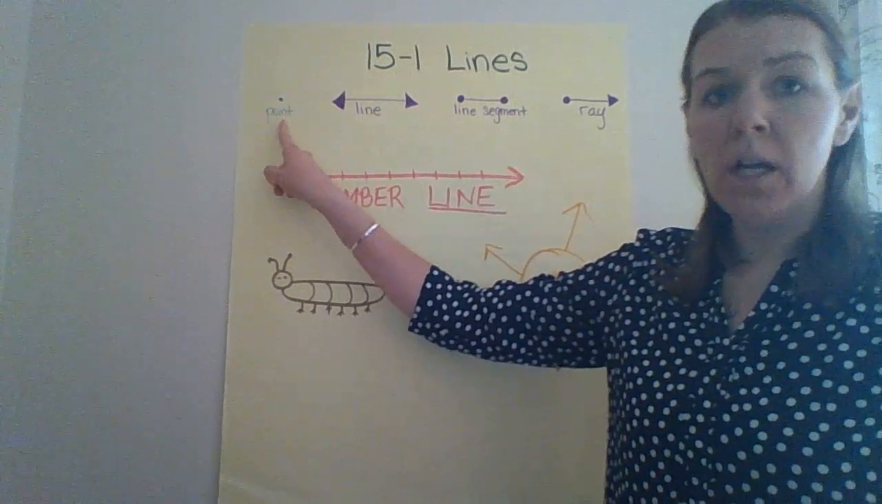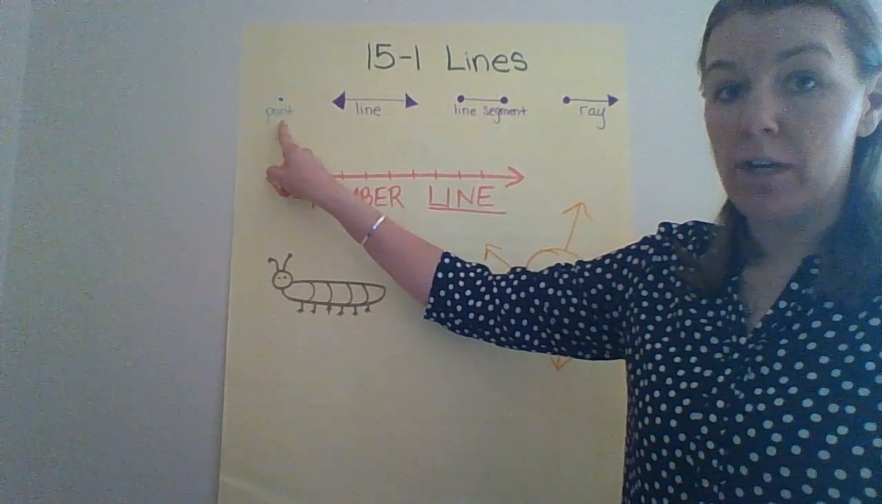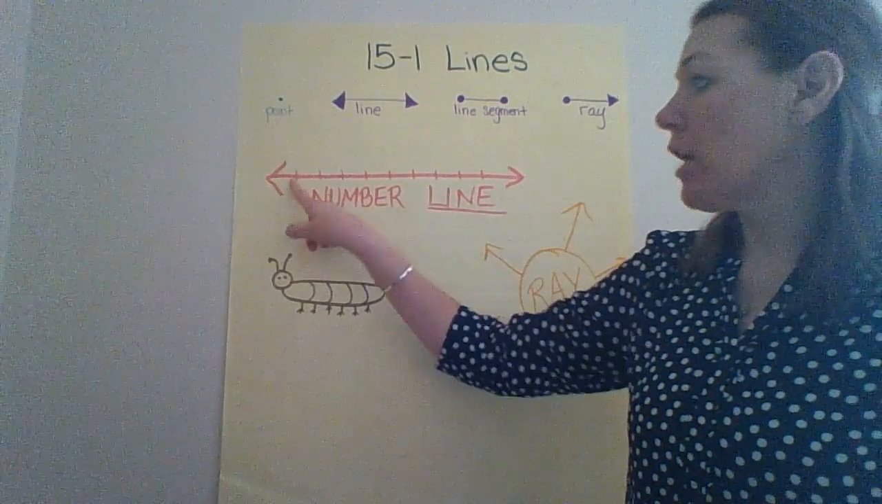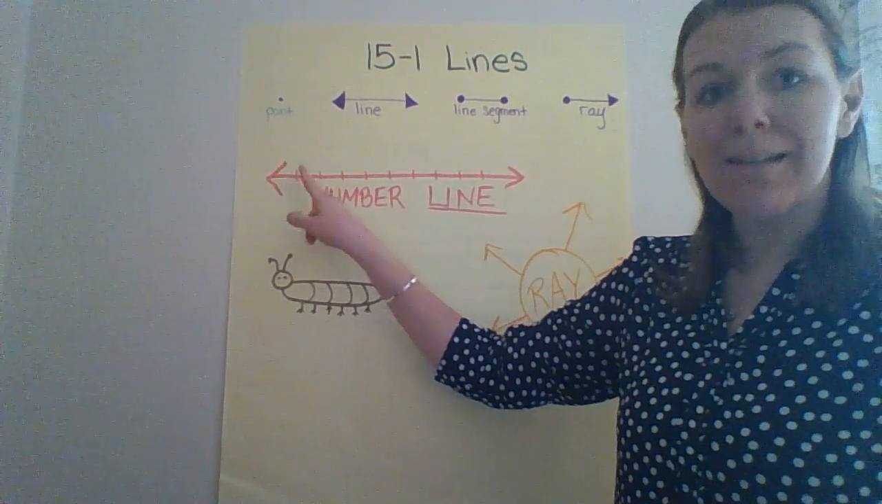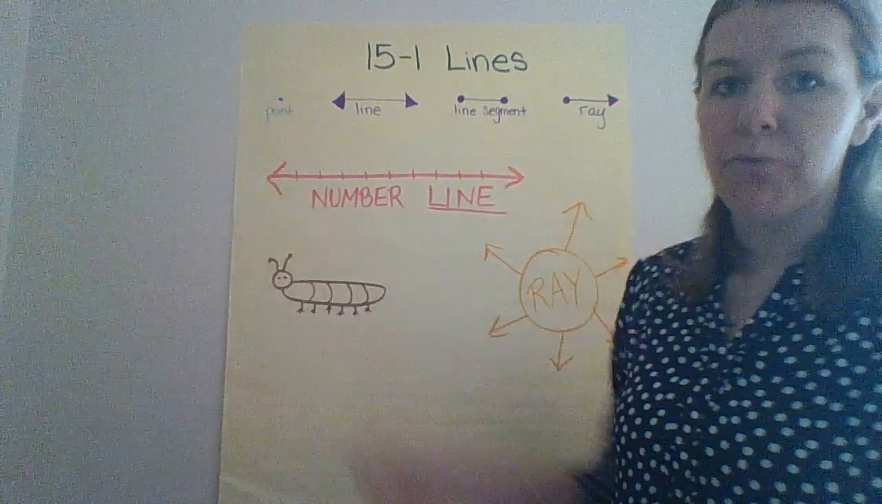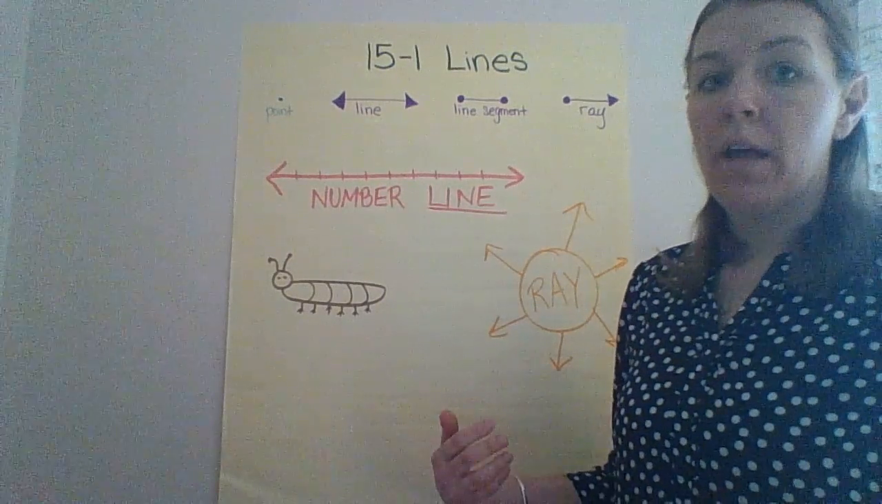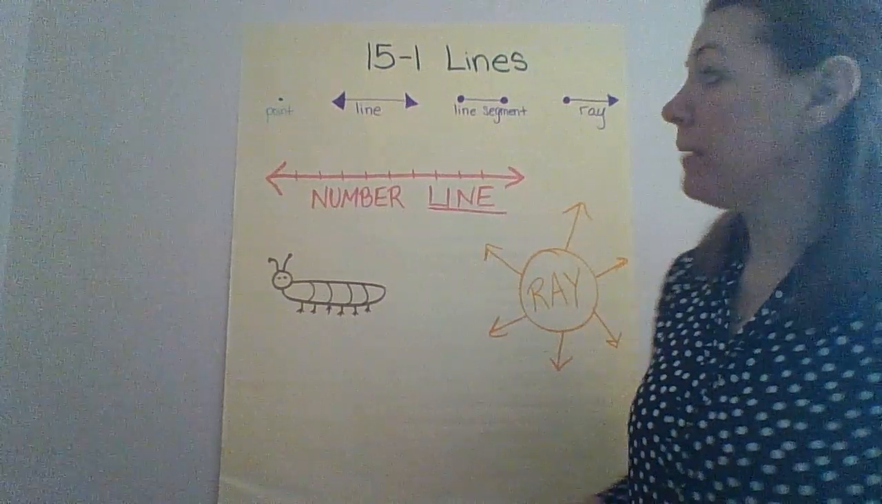So we have a point. A point is just an exact location in space. If we talk about a point on a number line, when we get to fractions, we're going to be doing that. It's just an exact position. So 1/2 would be a point, 1/4, 868 would be a point.